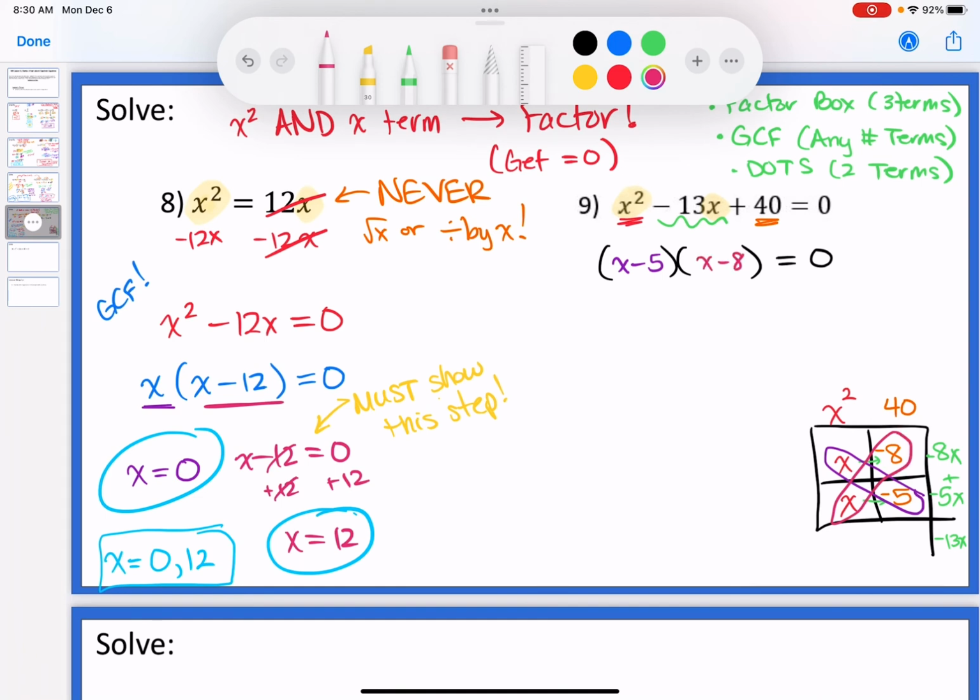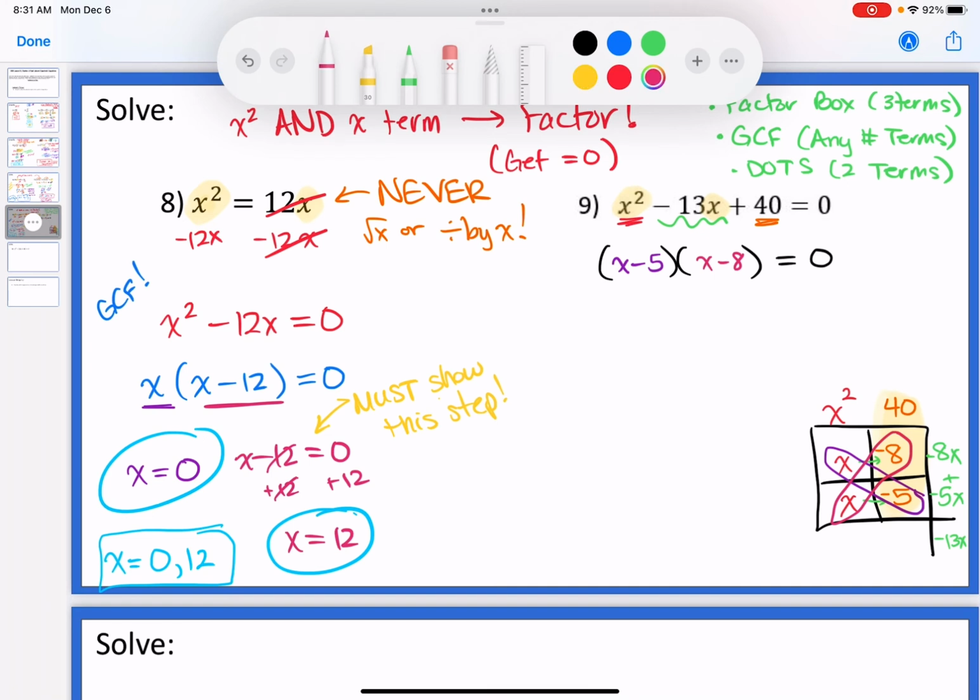Please make sure when you're transferring from factor box into parentheses, the first column is the first term in your parentheses, the second column is the second term in your parentheses. It's not negative 8 plus x, it's x minus 8. Also remember, if you need those negatives to get a negative answer, the negatives in your factor box always come in the second column. We wouldn't do negative x plus 8, that's confusing and kind of crazy. So always put those negatives in that second column if you need it. This is all stuff we learned last year, so hopefully it's coming back to you.